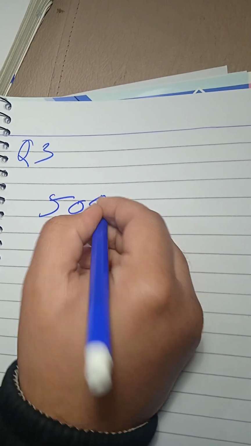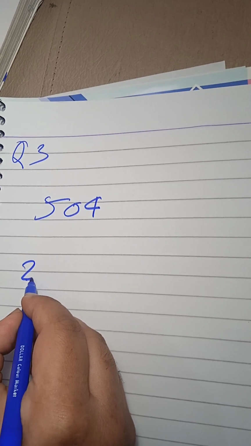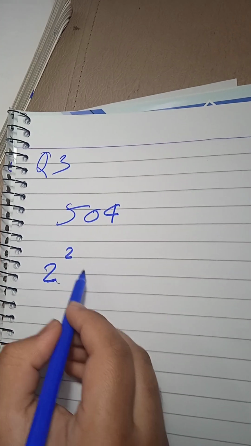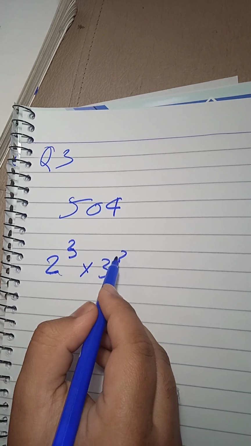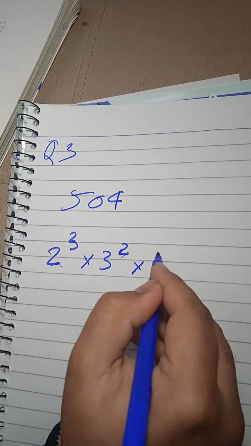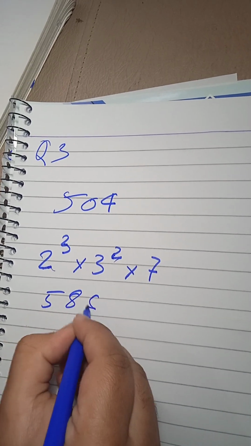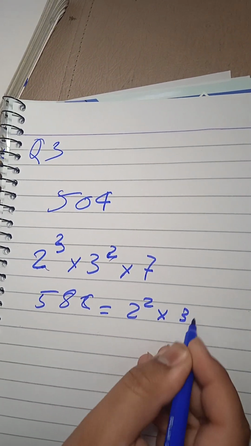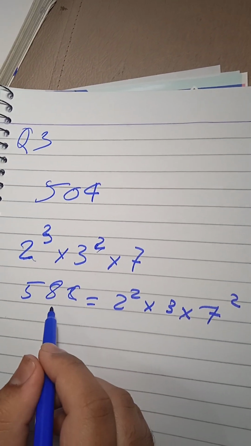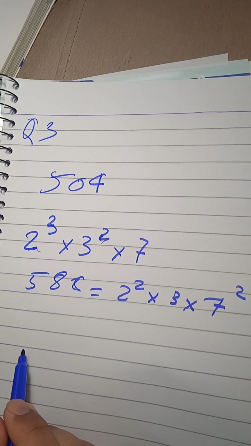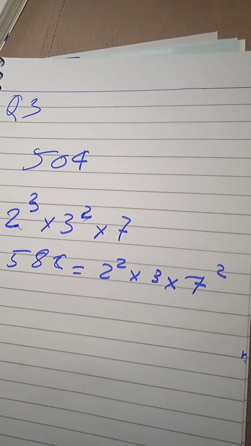For example, in question number 3, we are given the prime factorization. The prime factorization of 504 is 2 cube multiplied by 3 square multiplied by 7. 588 is equal to 2 square multiplied by 3 multiplied by 7 square. We have to find the greatest whole number that divides both 504 and 588 exactly. Greatest whole number means highest common factor.